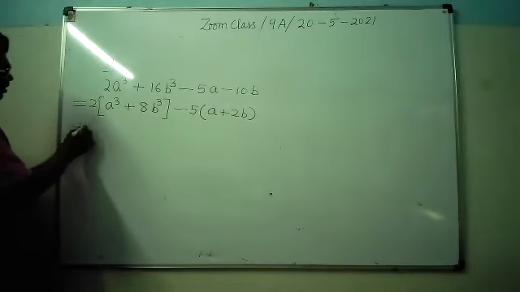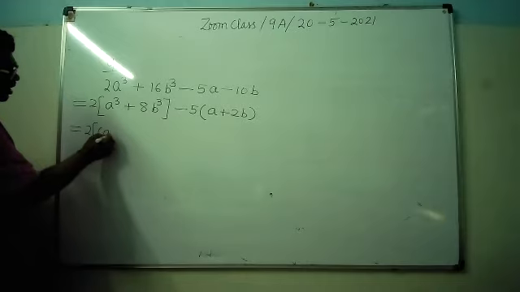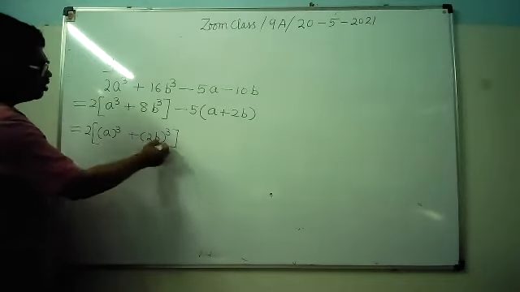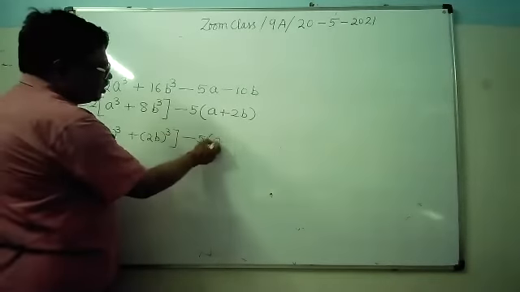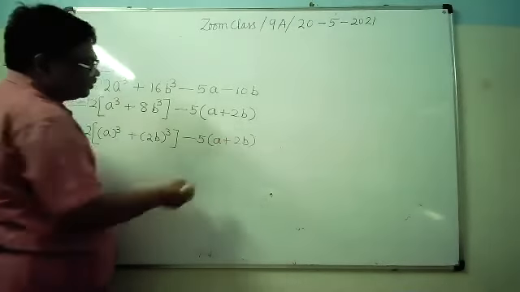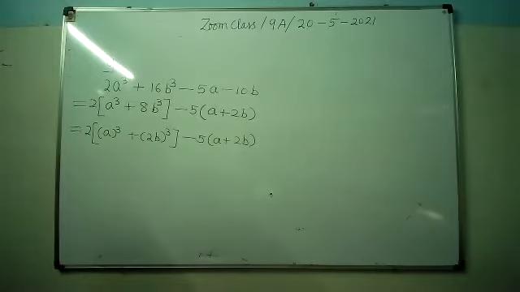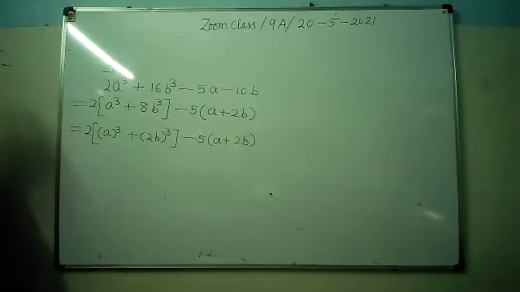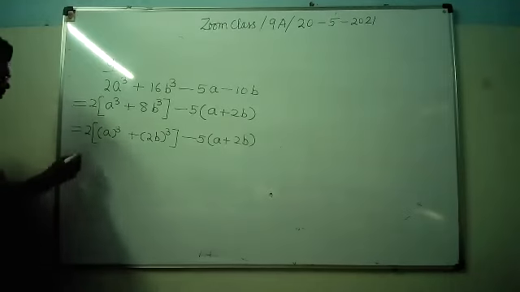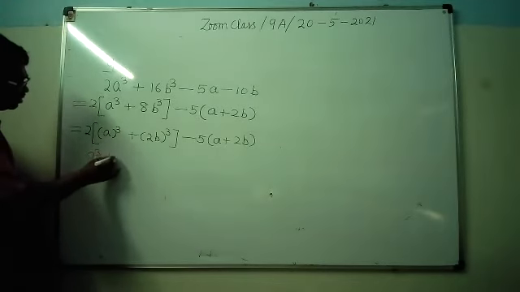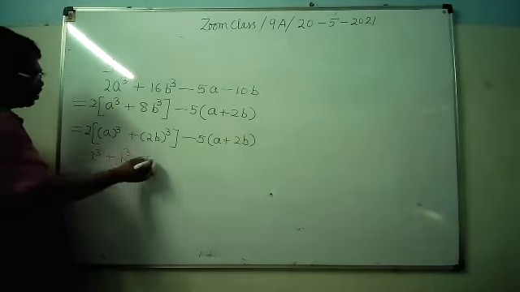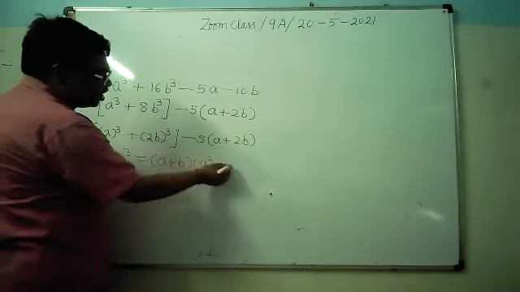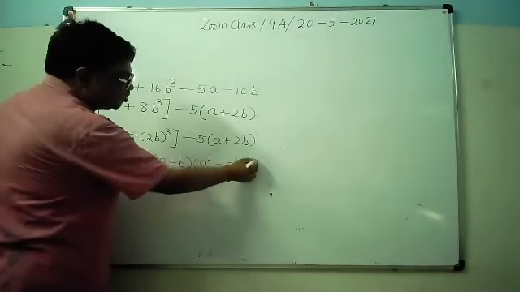Now see here. This you can write as a whole cube plus 2b whole cube, minus 5 times a plus 2b. Now which formula will apply here? A cube plus b cube. In one bracket a plus b, and in the other a square minus ab plus b square.